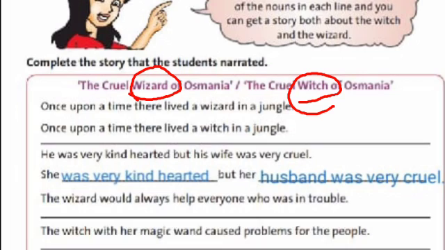The cruel wizard of Osmania or the cruel witch of Osmania. Students, if a boy wants to listen to the story of a wizard, then the cruel wizard of Osmania is for boys, and the cruel witch of Osmania is for girls because girls want to listen to a witch story. So here wizard is used for male gender and witch is used for female gender.